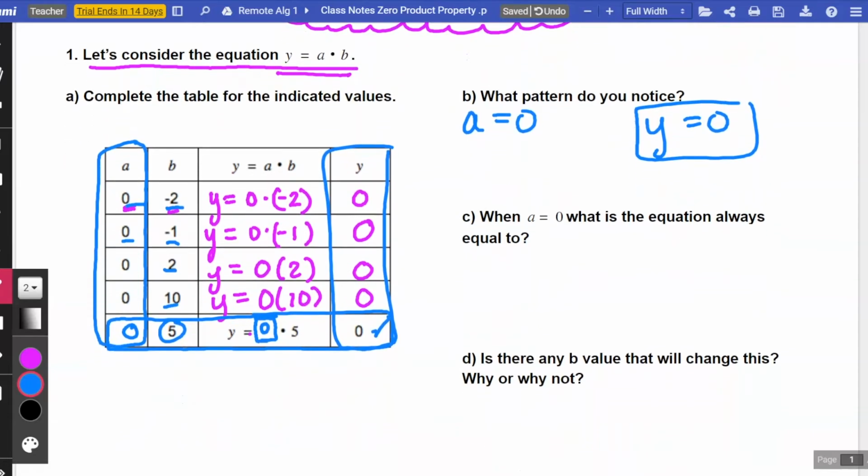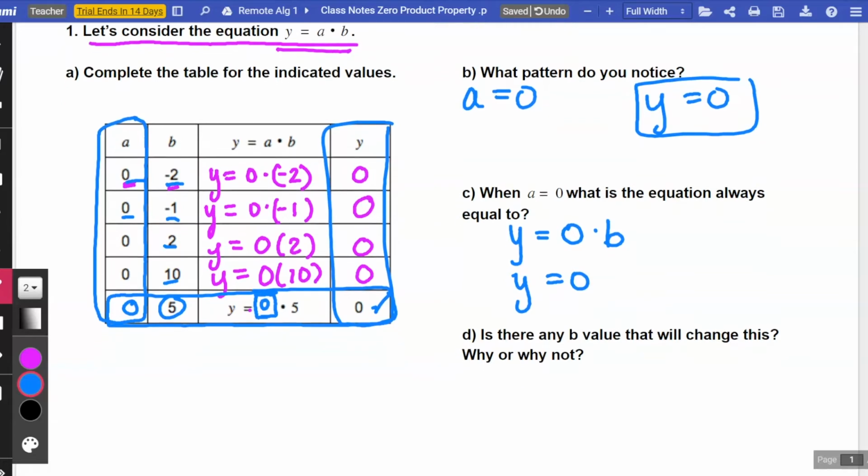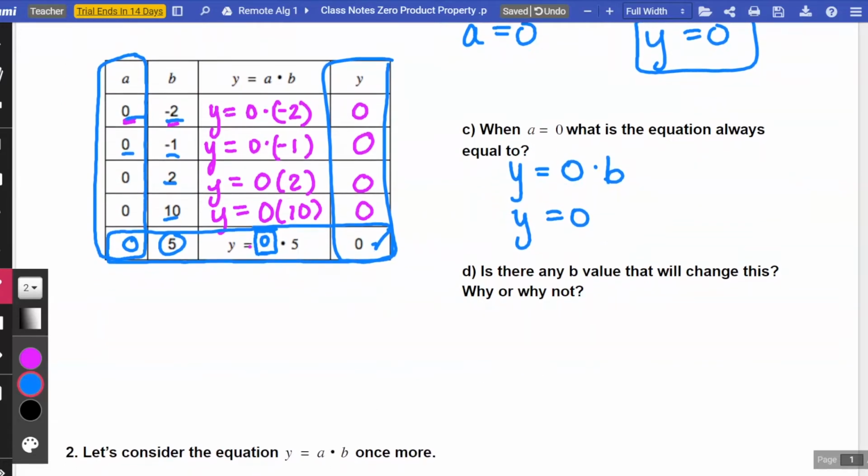When a is equal to 0, what is the equation always equal to? Anytime we plug in a equals 0, so y is equal to 0 times b, well, what's 0 times anything? 0. So y is always going to equal 0. Is there any b value that will change this y? Is there anything we could plug into this equation for b, any value that times 0, we won't get 0? Well, I can't think of anything, and you probably can't either.